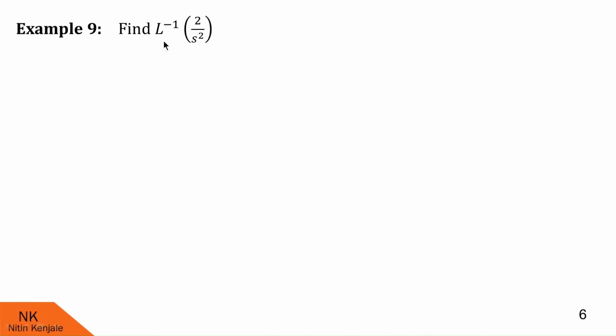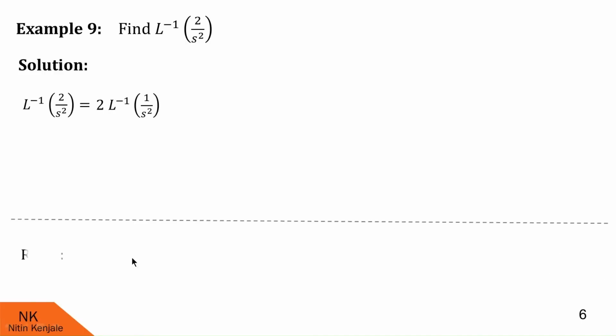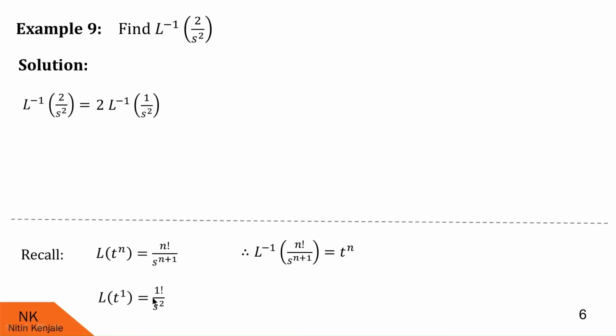Here we have to find L inverse of 2 upon s square. To find this L inverse, I would like to recall Laplace of t raised to n. Laplace of t raised to n is n factorial upon s raised to n plus 1. Therefore, Laplace inverse of n factorial upon s raised to n plus 1 is t raised to n. Now, if I put n equal to 1 in this, I will have Laplace of t equal to 1 factorial upon s square. Therefore, L inverse of 1 upon s square is t.